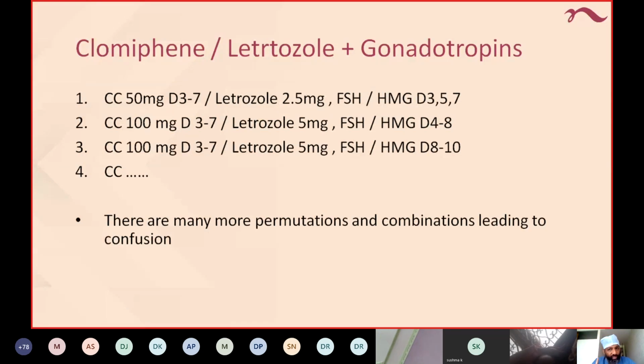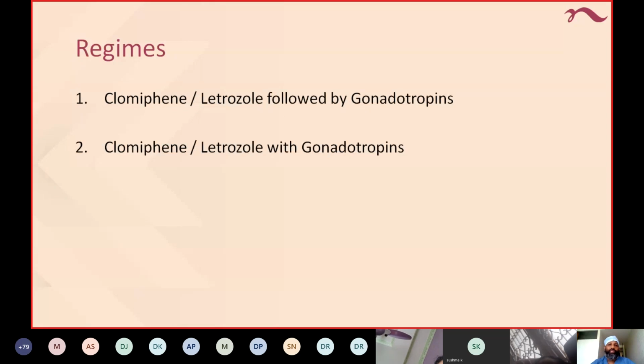So there is no fixed protocol here; it is based on the patient's age, body weight, previous response. You have to modify, and accordingly HMG can be used even in the later part, that is day 8 onwards also, if you are expecting a good response but you're not getting it. Yes, from day 8 onwards you can start HMG and then you will get a good response. And there are many more permutation combinations, based on the patient's previous response and the present response you are seeing. The regimen is clomiphene citrate or letrozole followed by gonadotropins or along with gonadotropins. Either you can give clomiphene or letrozole first and then start gonadotropins, or give clomiphene citrate with gonadotropins together.